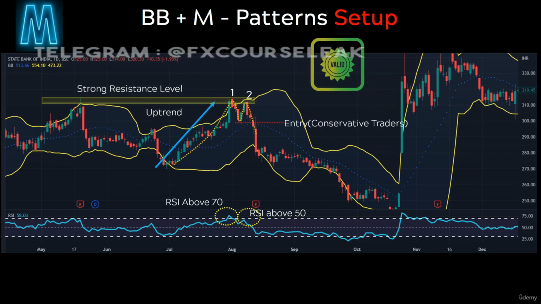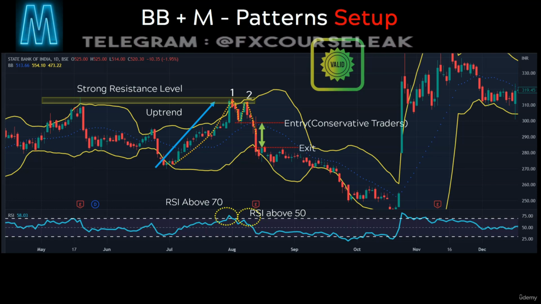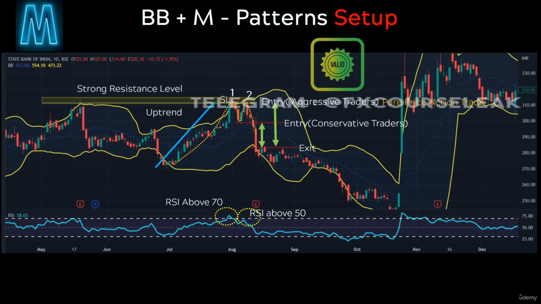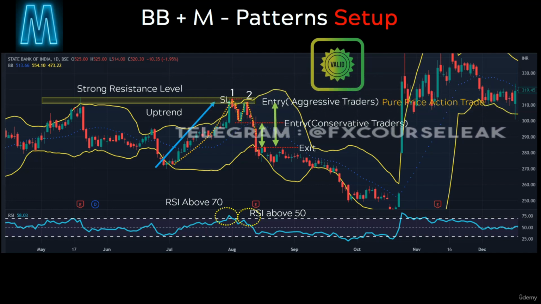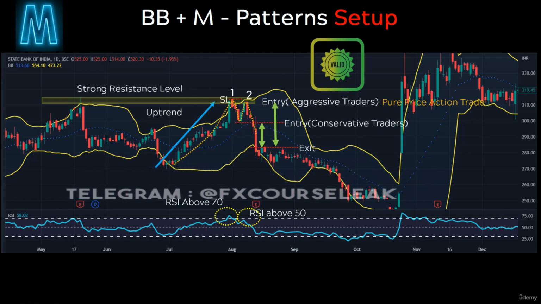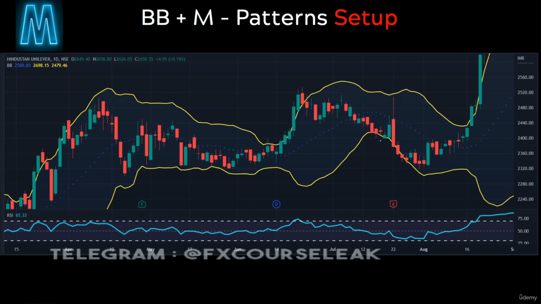We will take our entry at the breakout of this neckline, that is here, and stop loss is at the first high. Next, our target will be this lower band, which got hit here. So you can see this was a good profitable trade. Friends, I hope the short setup in case of the M pattern is clear to you. Let's see a final chart for the M pattern trading setup.